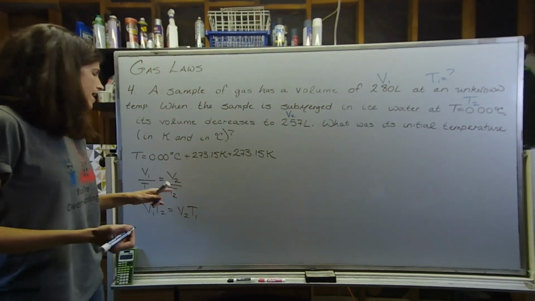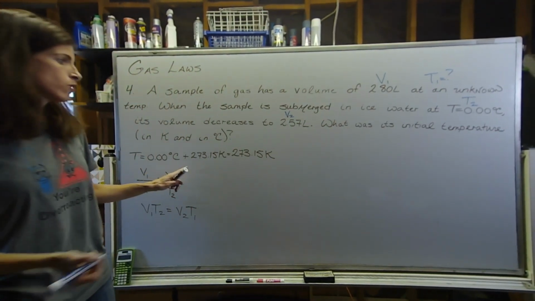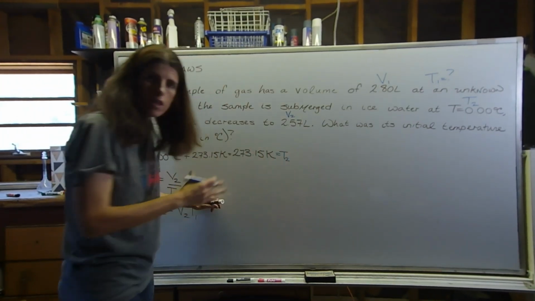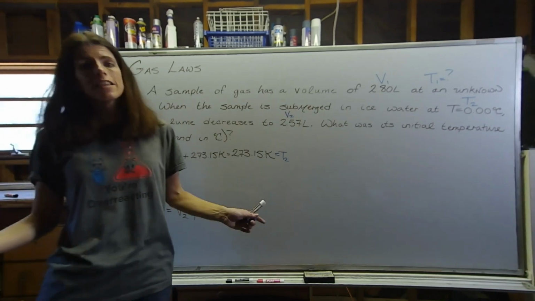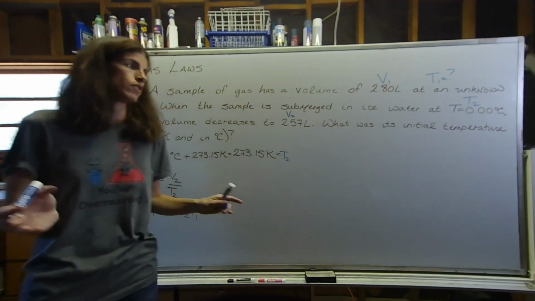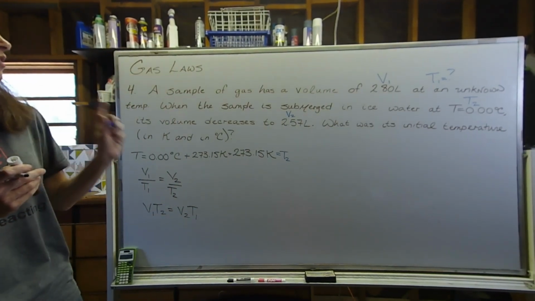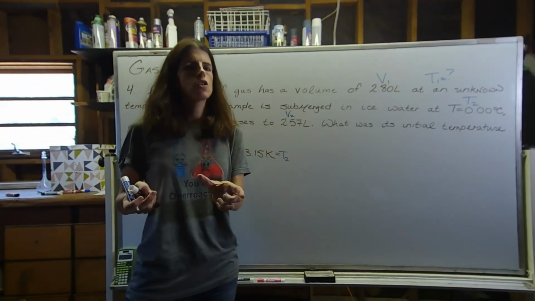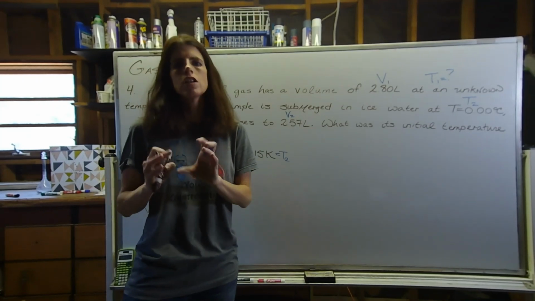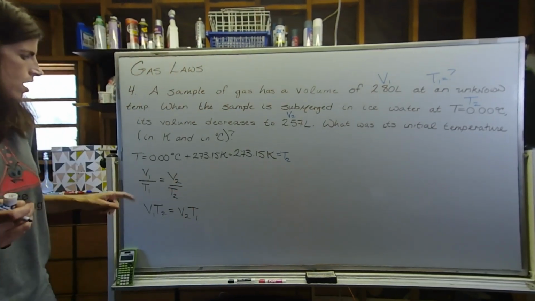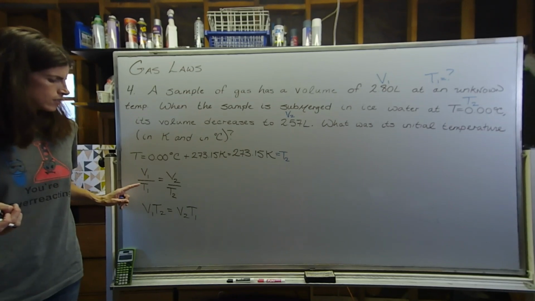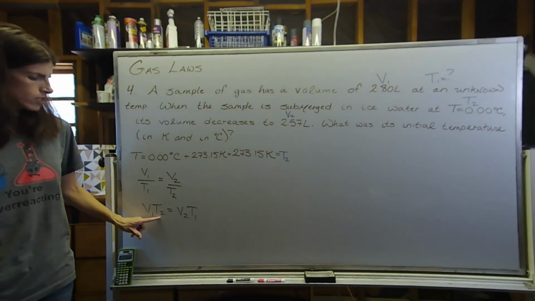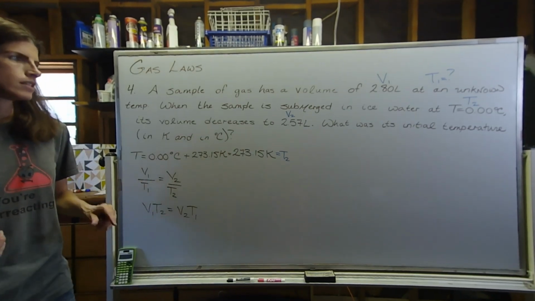Alrighty, so I went ahead and converted what we now know to be T2 to kelvins. It's a really important step for anything with gas laws. Make sure you're working in kelvins. The volumes, they both have units of liters, so we're good to go there. The only stipulation is that the units have to match. The other thing I went ahead and did is I did my cross multiplication. So now I have V1 T2 equals V2 T1.